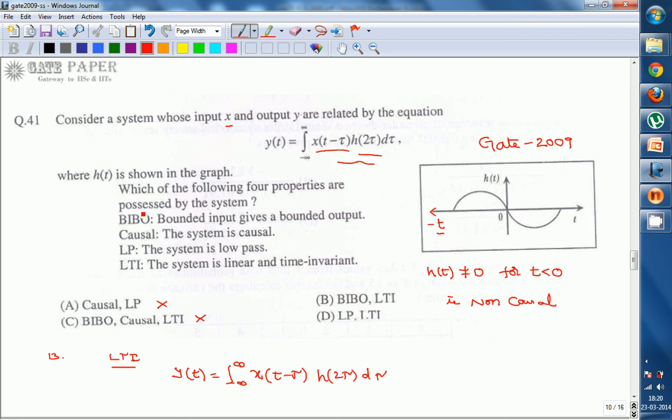Then for bounded input signal we are getting bounded output. We verified that the system is time invariant and the system is BIBO. Then we can say answer B is correct here. So the answer for this is BIBO and linear time invariant. No need to check the linearity here. The conditions are verified, so answer B is correct.